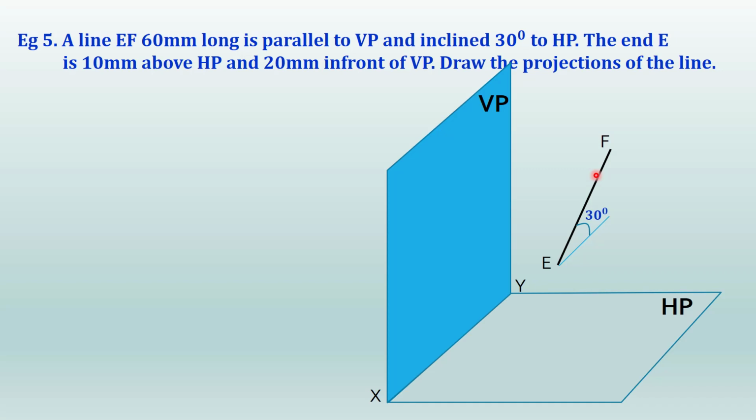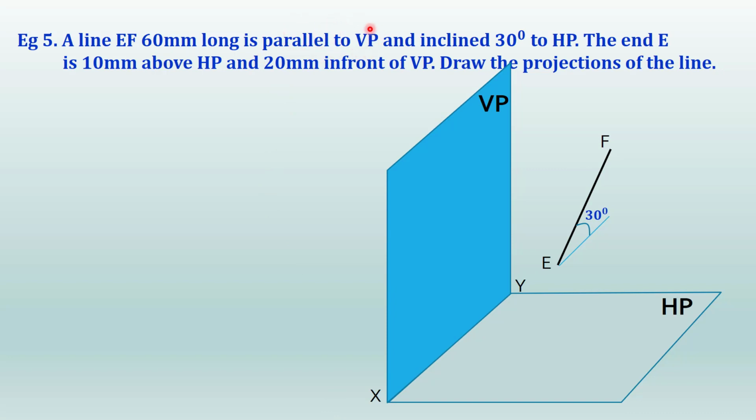Okay. Now let us solve 2 or 3 questions in this case also. A line capital EF 60 mm long is parallel to VP and inclined 30 degrees to HP. The end capital E is 10 mm above HP and 20 mm in front of VP. Draw the projections of the line. So here the original line of length 60 mm is given, and it is told that the line is parallel to VP.